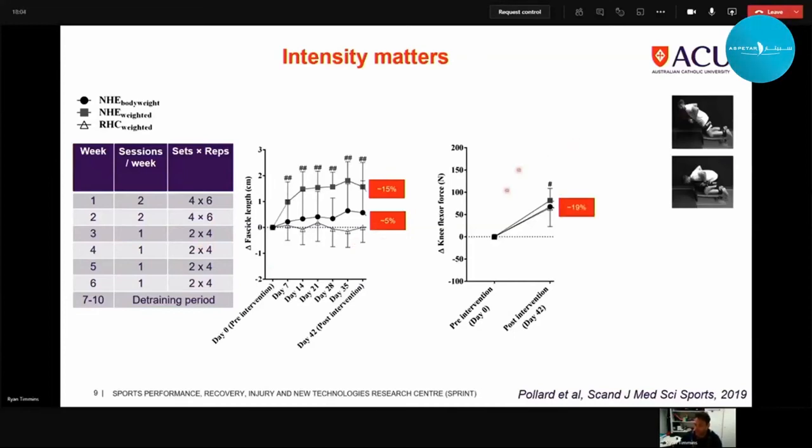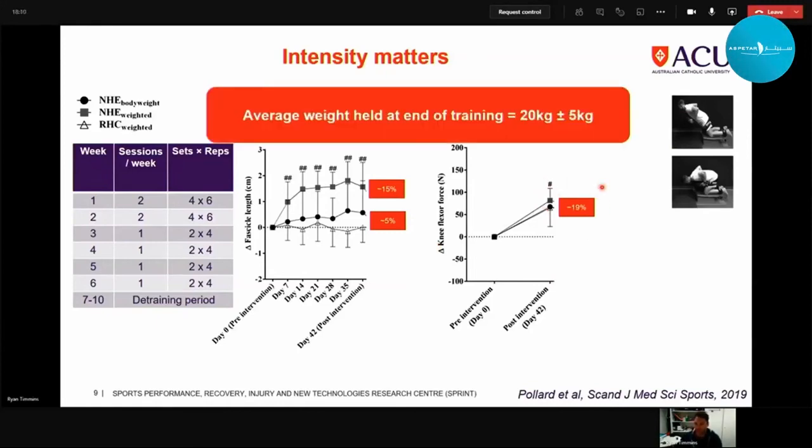From a strength perspective, both groups improved around about 19% in their levels of eccentric strength. Again, like I mentioned, the average weight held at the end of training was around about 20 to 30 kilograms, and that's a big key component we need to consider in regards to our intensity of prescription.